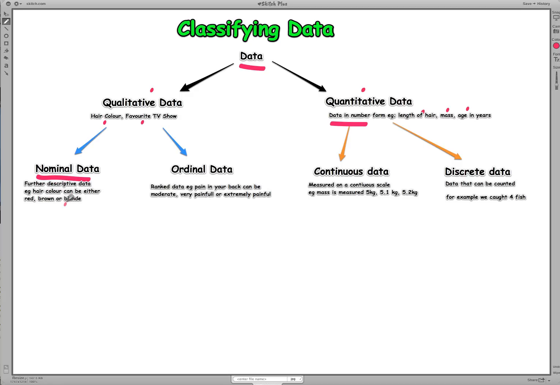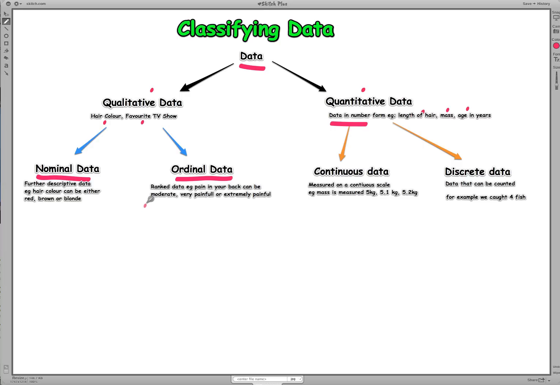So if we wanted to do a bit of an investigation on the hair color in our class, we would collect data about hair color, and initially that data would be qualitative data because it doesn't have a number attached to it. And secondly, it would be nominal data because it can be further categorized into the categories. So for instance, you can have red hair, brown hair, or blonde hair. When you are collecting that data, you would count the number of people with red hair, the number of people with brown hair, the number of people with blonde hair. So that's nominal data.